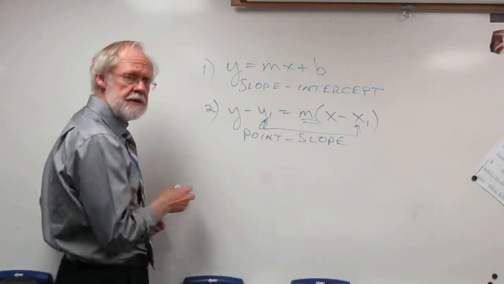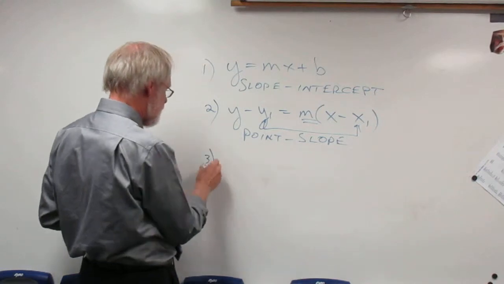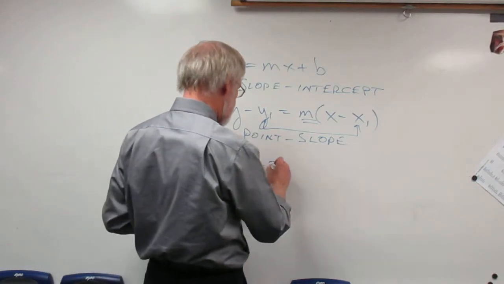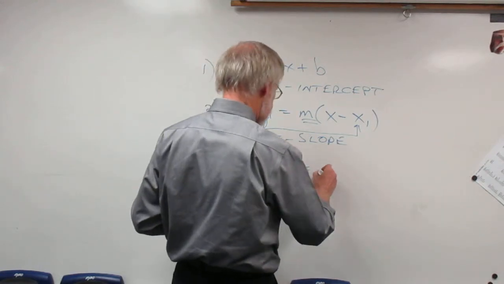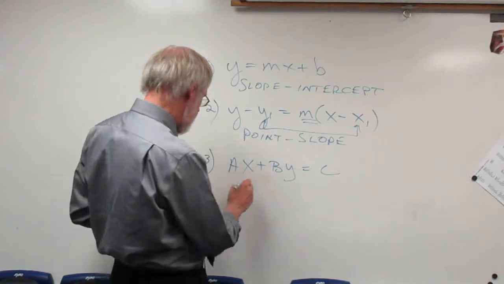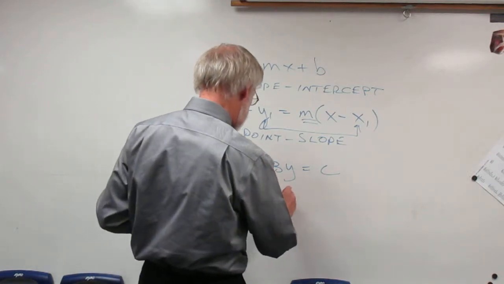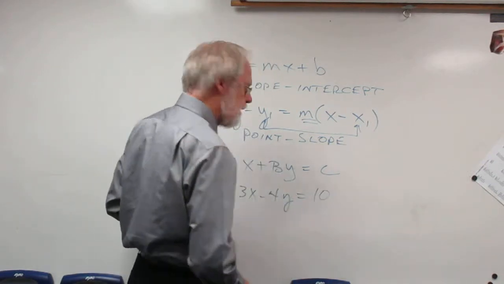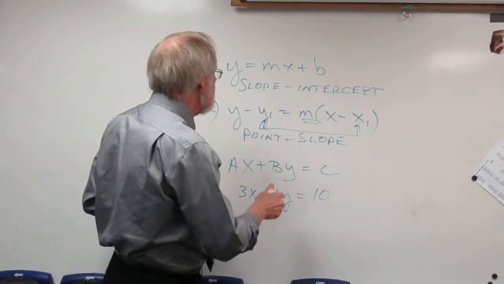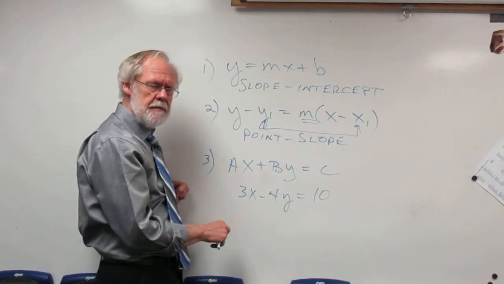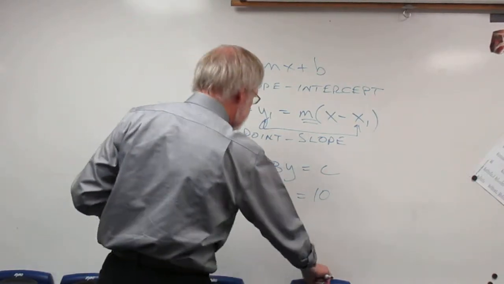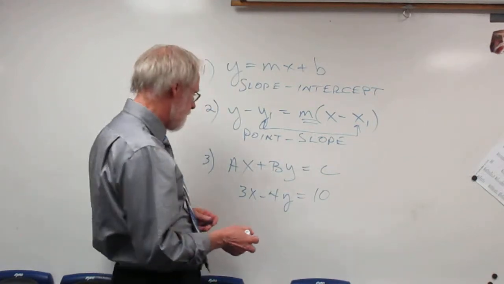All right, so we've looked at those two forms. Now let's look at the third form, which is standard form, ax plus by equals c. To give you an example, 3x minus 4y equals 10 would be in standard form. You can go back and forth among these different forms, and we'll talk about that in a moment. But first of all, I want to talk a little bit more about standard form.